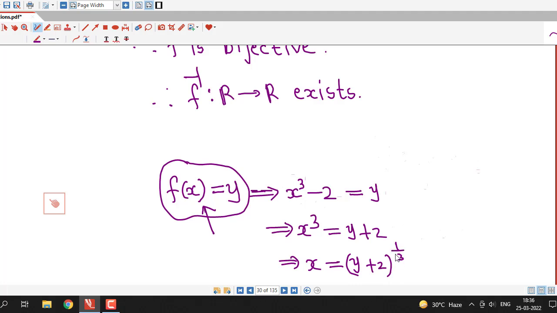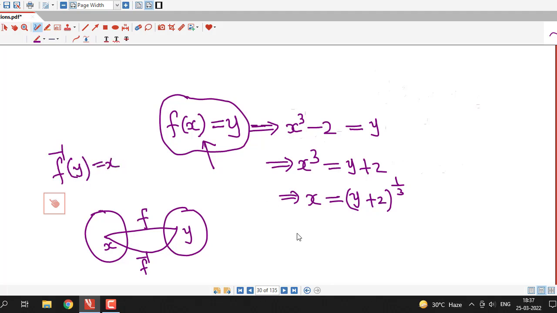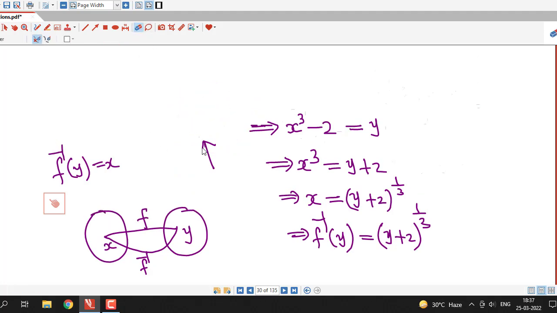And we know that under function f, if y is the image of x, then under function f inverse, x is the image of y, that is f inverse of y equals x. So here we replace x by f inverse y, and we obtain that f inverse y is given by (y plus 2) raised to 1 by 3. So this is the way we can decide the inverse of a function.